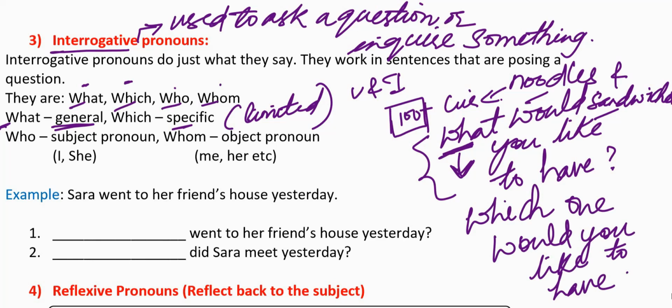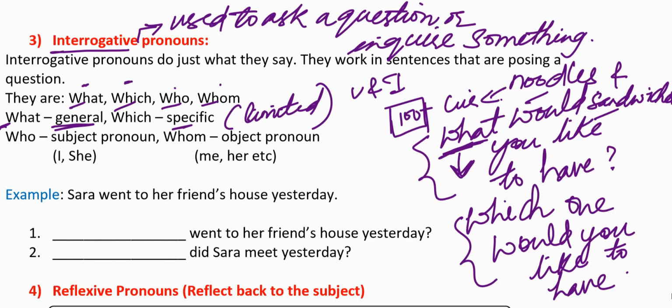You use which when the options are limited or less in number. What is used in a more general sense when the options are numerous. Alright, hope you have understood the difference between what and which. Let us look at who and whom.